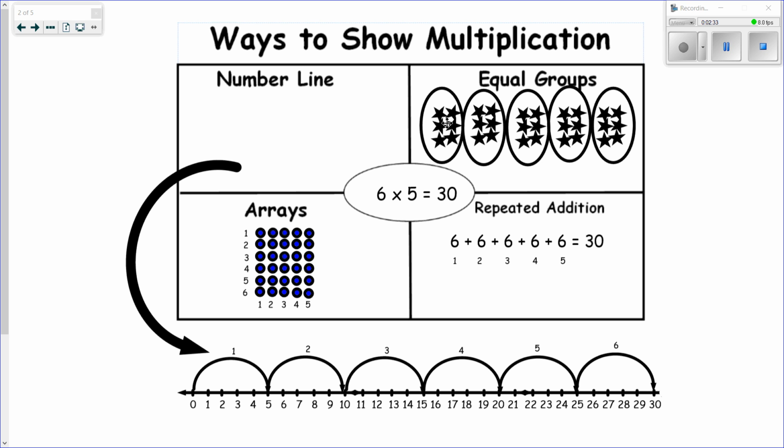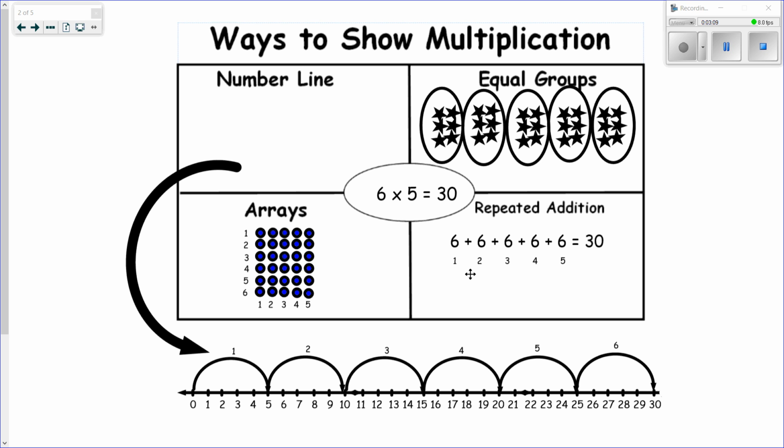You haven't learned how to count by sixes, but just to show you what that looks like, it's 6, 12, 18, 24, 30. All right, let's move over to arrays here. The first number shows how many rows. The second number shows the number of columns. And if you count all the dots, which we could do counting by fives, which is just like here, it'll be 5, 10, 15, 20, 25, 30. And again, we get to our correct answer.